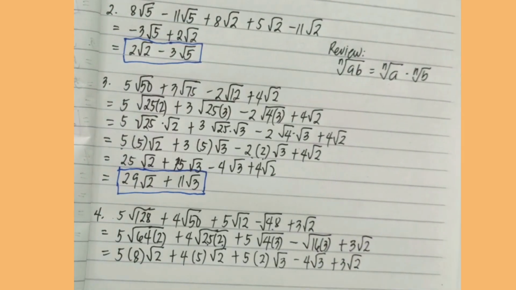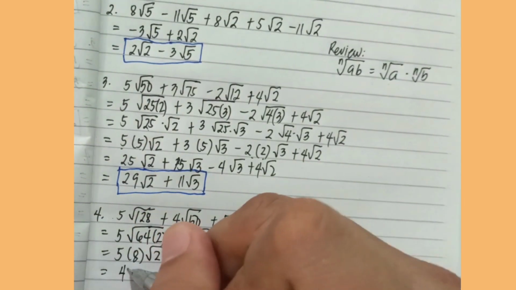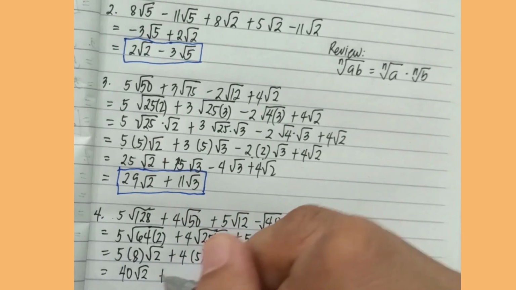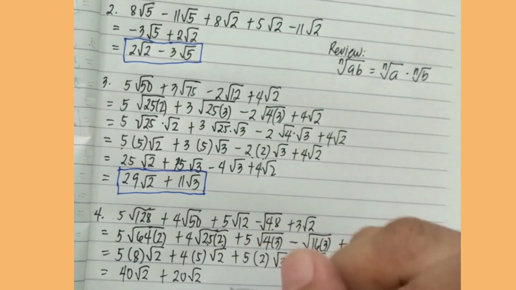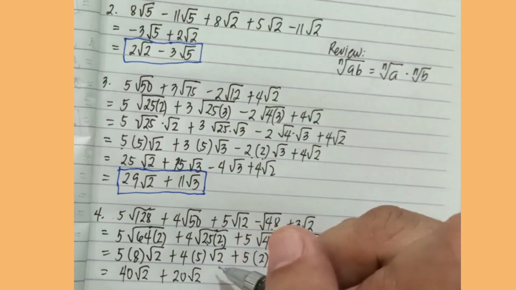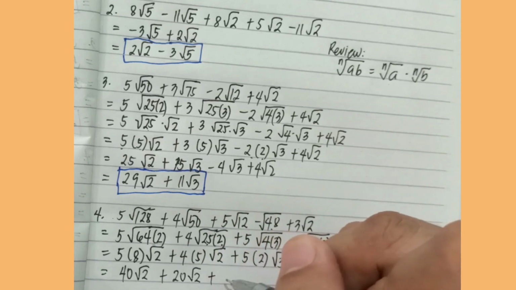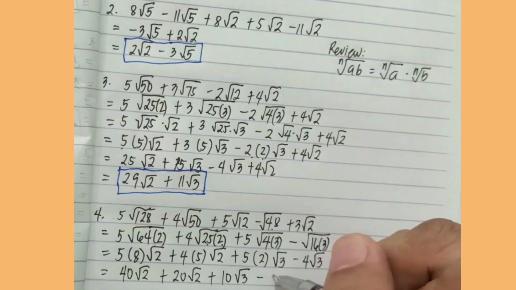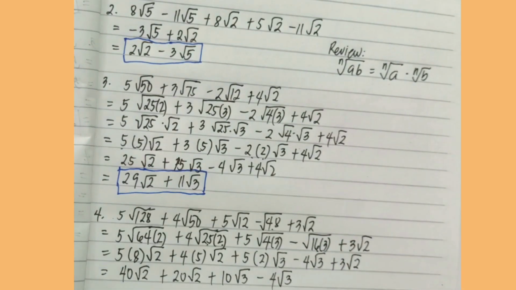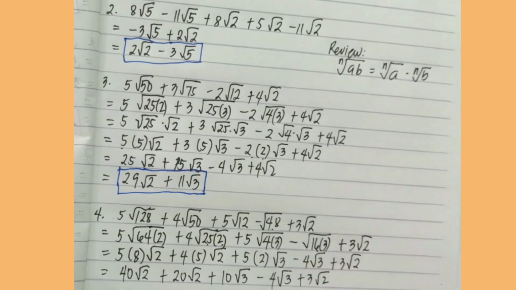So we now have to perform first the multiplication, like 5 times 8, which is 40 square root of 2, 20 square root of 2, because 4 times 5 is 20. Then copy the square root of 2. So that is why 4 times 5 times square root of 2 is just the same as 20 square root of 2, plus 5 times 2 is 10 square root of 3 minus 4 square root of 3 plus 3 square root of 2.